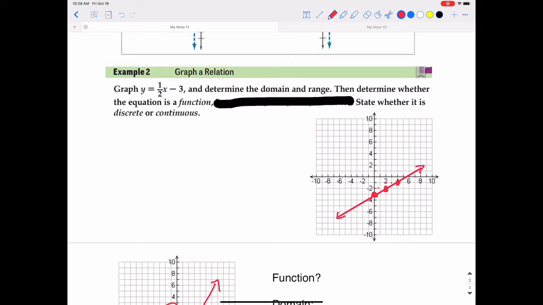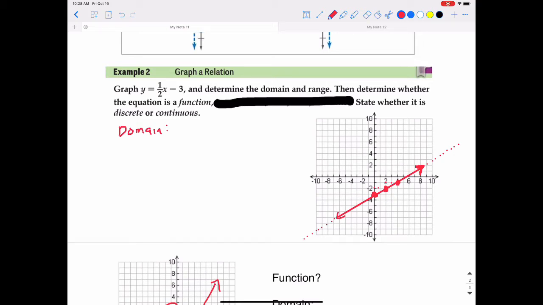Then it says determine the domain and the range. So what do we know about lines? What is our geometric definition of a line back from geometry? So back in geometry, you learned that lines go forever. So even though my line only goes this far, and then I put the arrowheads, it keeps going forever and ever. It keeps going to the right forever, and keeps going to the left forever.